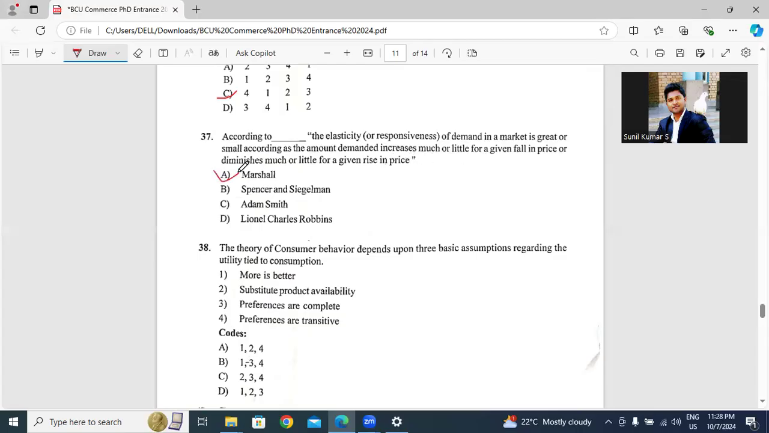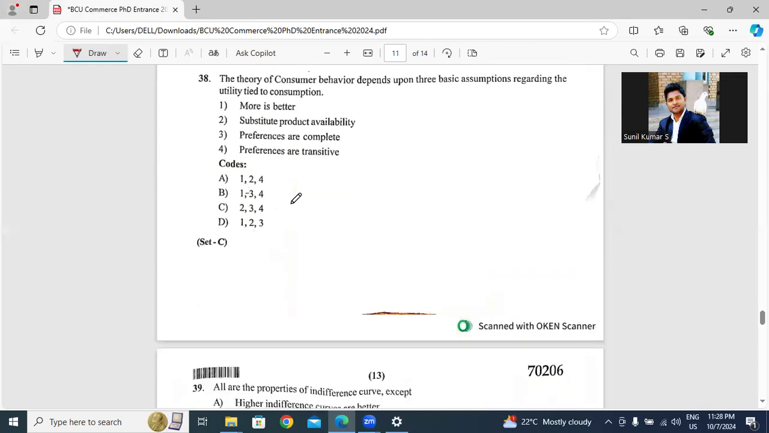The answer is Marshall. Next, 38th one, the theory of consumer behavior depends upon three basic assumptions regarding the utility tied to consumption. The answer is 1 to 4. More is better, and substitute product availability, and preferences are transitive. So this is the answer number 1.